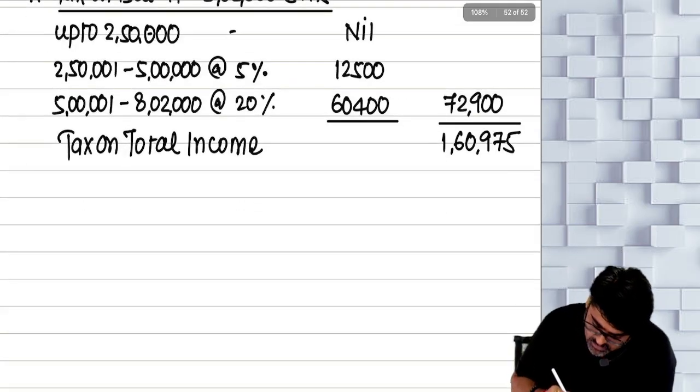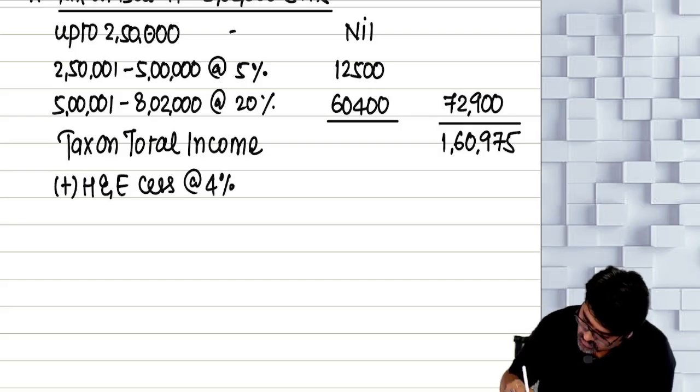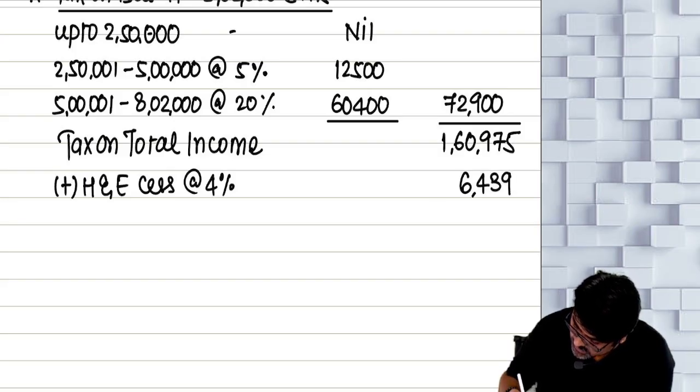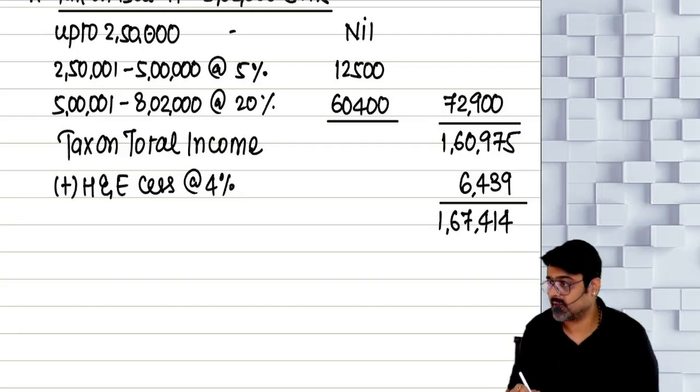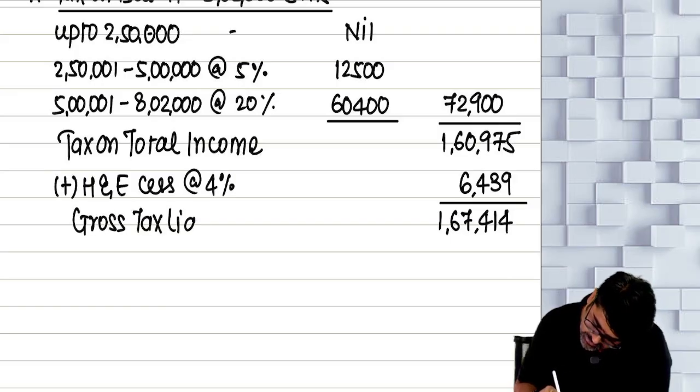You will add health and education cess. Health and education cess will be at the rate of 4%. Calculate 4% of this. 6,439. Do the total. 1,67,414. The final tax liability is this much only. This is your gross tax liability.